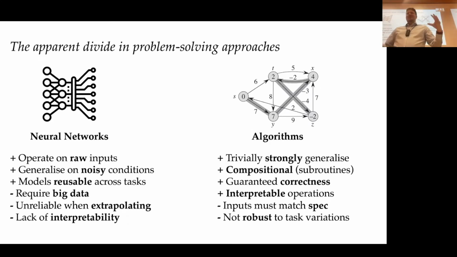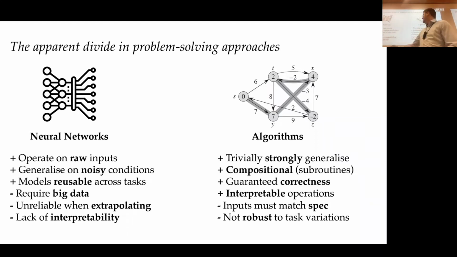So this is the apparent divide that we're dealing with here. We have neural networks on one side, and algorithms on the other side. And if you look at what is good about one and good about the other and what's bad, you can find that there's a lot of compatibility between these two. The things that neural networks tend to struggle with, like having to use big data, hard to extrapolate, hard to interpret, all of those things are quite trivially satisfied by algorithms. You can even theoretically prove that they will converge in a certain amount of steps or be correct or something like that.